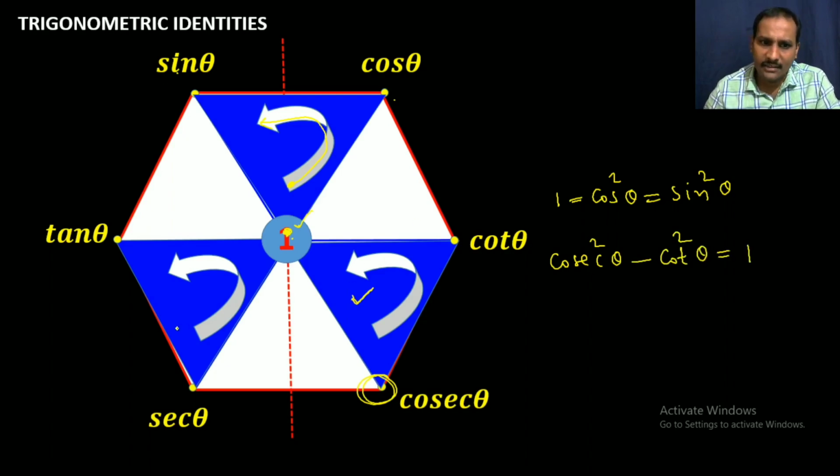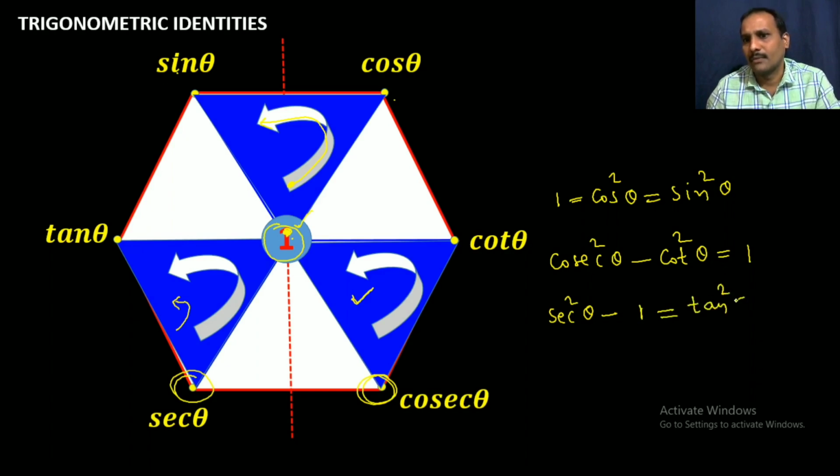Okay. Next, when it comes to the third triangle, let us start from this. Secant square theta minus 1 is equal to tan square theta. So these are the trigonometric identities.